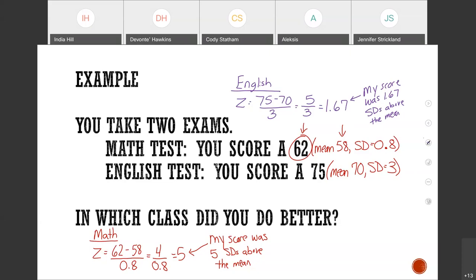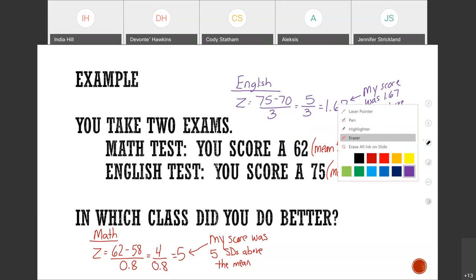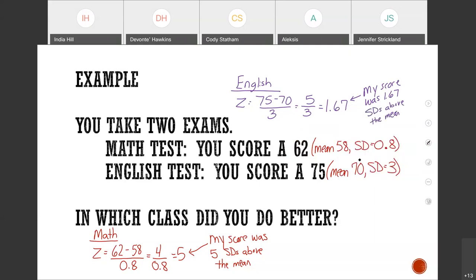Okay, so now let's think about what is better. So if you take a test, we would all agree that we want to be above the mean, right? Above the class average. So if the class average is, say, here on a particular test, let's say that we'll just look at the math for a second. So the mean was 58. That's the average. And you know you want to be above that.